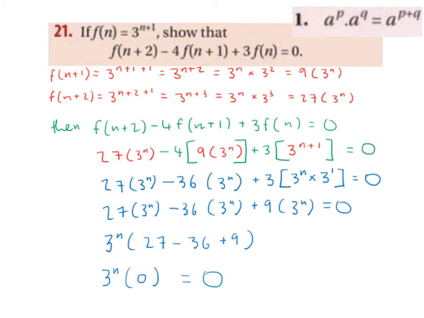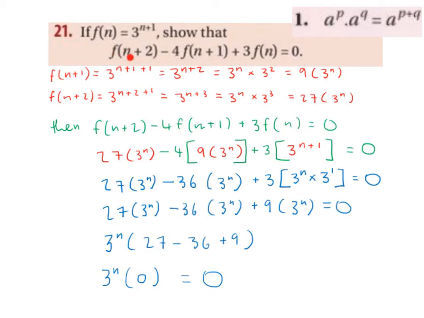And the reason I got that was 3^n multiplied by 3^3 gives me 3^(n+3). When I multiply powers with the same base, I add the powers. So again, I used this law, but I worked it backwards. Then 3^3 gives me 27, and it's going to be 27 times 3^n. So f(n+2) gives me 27 times 3^n.